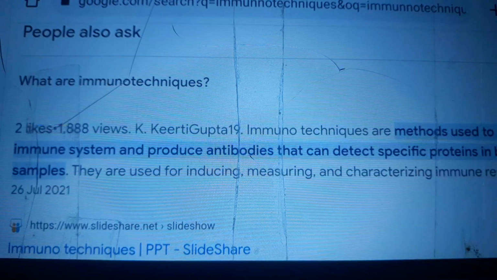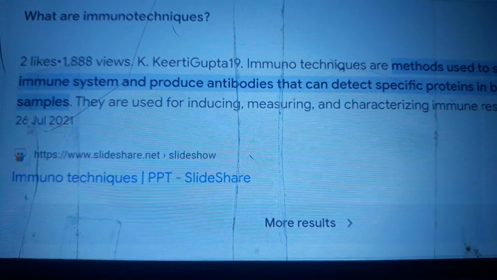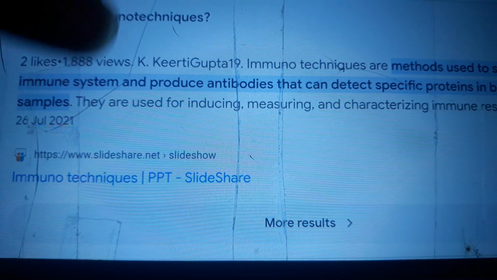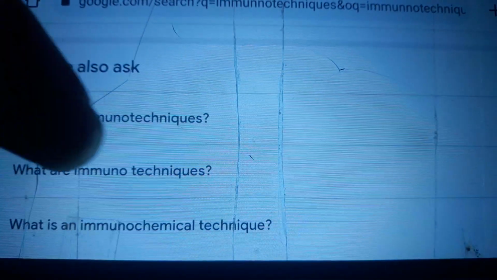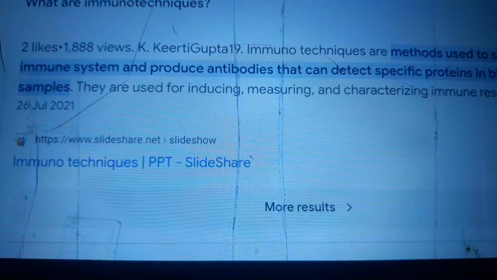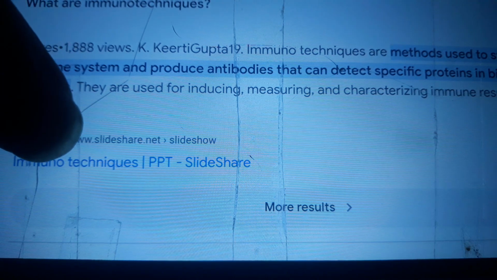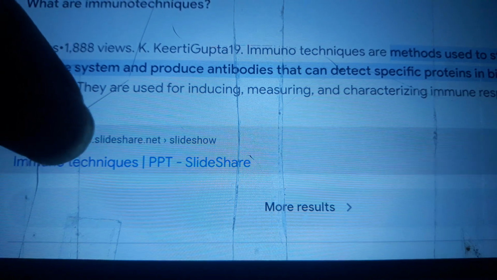And some Q&A on this topic. What are immunotechniques? Immunotechniques are methods used to study the immune system and the production of antibodies that can detect specific proteins in biological samples. They are used for inducing, measuring, and characterizing immune responses.